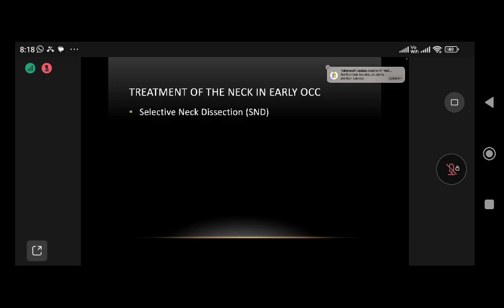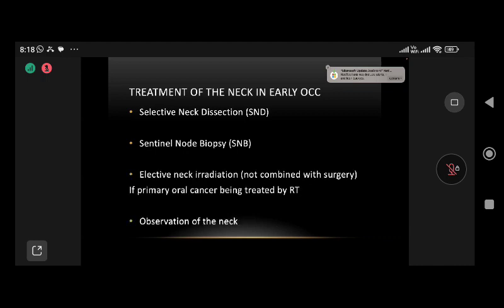Now, generally, the options that we have in early oral cancers are selective neck dissection, a sentinel node biopsy, elective neck irradiation, and observation of the neck. That is, don't do anything. Now, elective neck irradiation is generally not combined with surgery. So you can't say, I will just do a laser resection of the primary and then treat the neck with radiation. That's not a good philosophy to have. There is no proven advantage of that. For any reason, if you're treating the primary cancer with radiotherapy, then you may consider doing an elective neck irradiation.